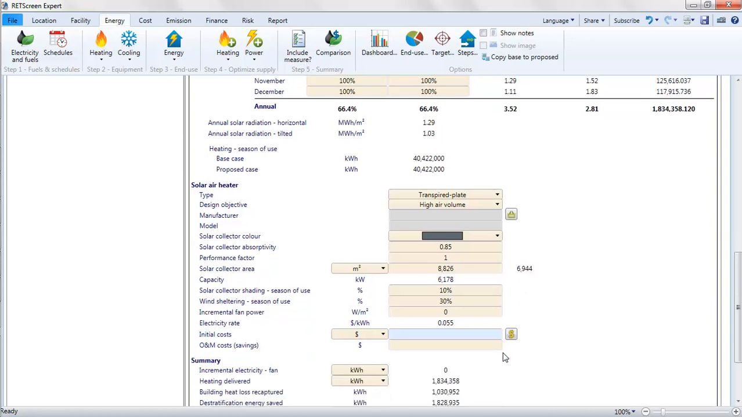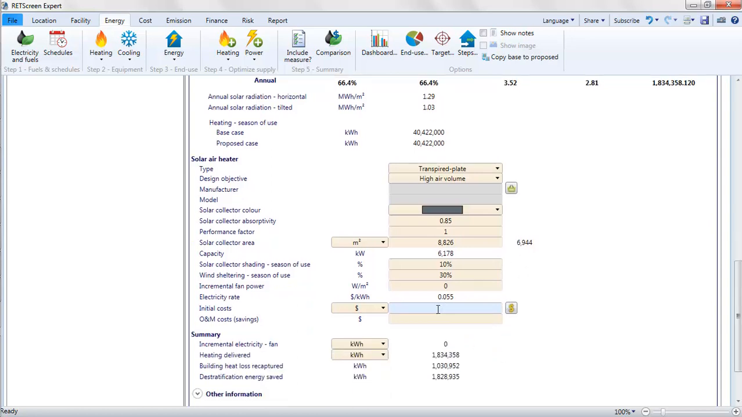I have a quotation for the cost of purchasing and installing the system. It's $343,824. This is a fairly low cost, but keep in mind this is a very large collector, so there are economies of scale. And furthermore, for this building, the exterior cladding needed to be replaced in any case, so only the additional cost of a solar air heating collector versus standard cladding needed to be considered.